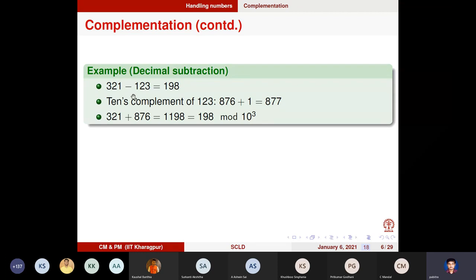So instead of subtracting 123, I would add the radix complement, n prime. So 321 plus 877, I get 1198. Here m is 3.